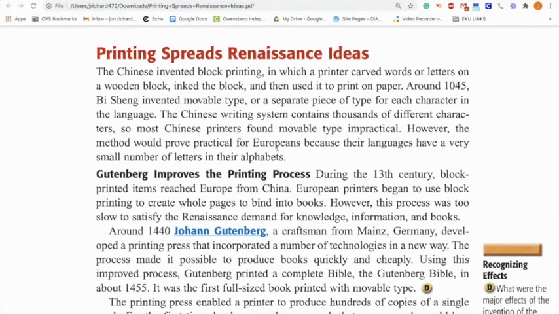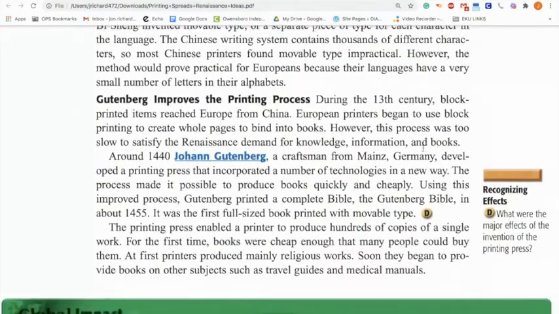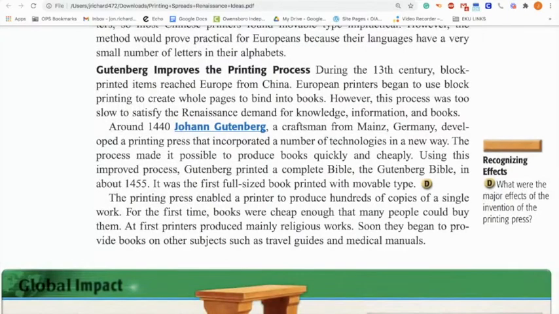However, the method would prove practical for Europeans because their languages have a very small number of letters in their alphabet. So really, we're saying that Gutenberg kind of put together these ideas that the Chinese actually had come up with. Gutenberg improves the printing process.